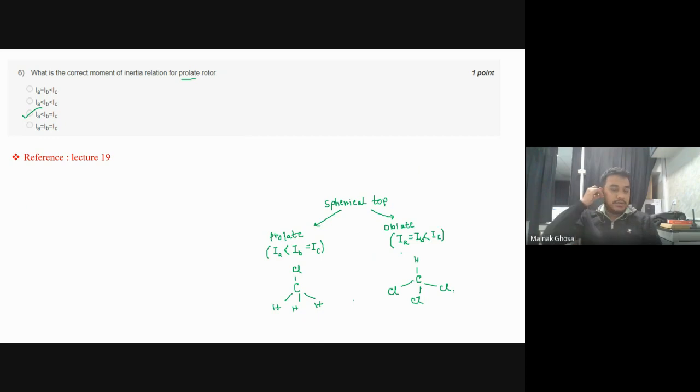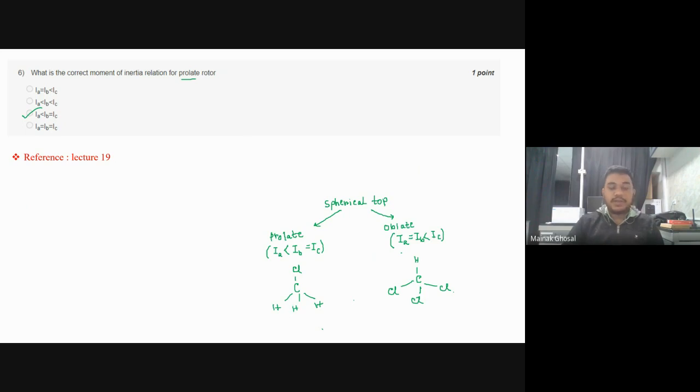For this prolate, the condition is IA is less than IB, which is equal to IC. That means if you have moment of inertia about three axes, the moment of inertia about one axis will be less than the other two, which are equal. But if the moment of inertia about the other axis is higher than the two equal ones, then it will be an oblate molecule.